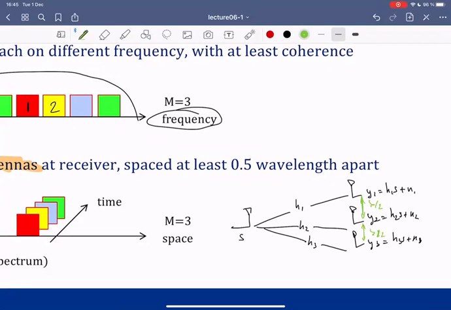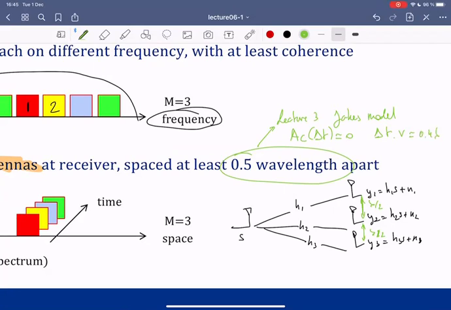This lambda over 2, where does this come from? This comes from lecture 3, from the Jakes model, right? Which tells you that the autocorrelation function of the channel is approximately 0 when we have a displacement delta t times v of approximately 0.4 lambda.